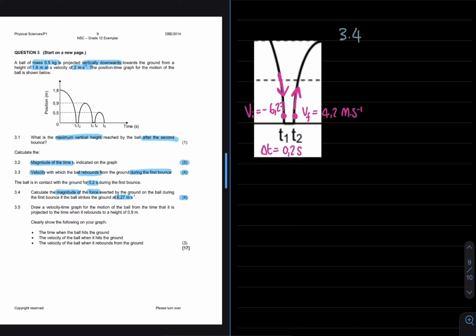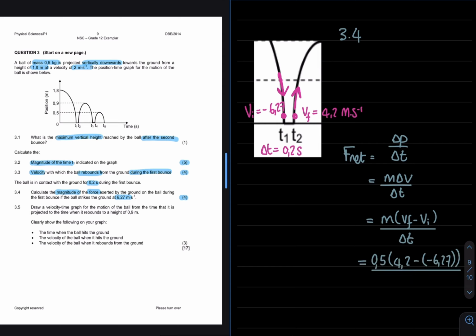In order to solve this problem, we can make use of Newton's second law in terms of momentum. Remember that the velocity is a vector and therefore direction is important. We took down to be negative and up to be positive. We then get a positive answer of 26.18 Newton, and seeing that it is positive, it is indicating the upward direction, therefore it is the force of the ground on the ball.